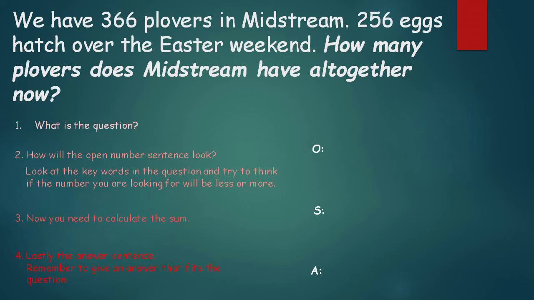256 eggs hatch over the Easter weekend. So in other words, we had 366 and now we've got 256 eggs that hatch. So there's now little baby plovers. How many plovers does Midstream have altogether now?